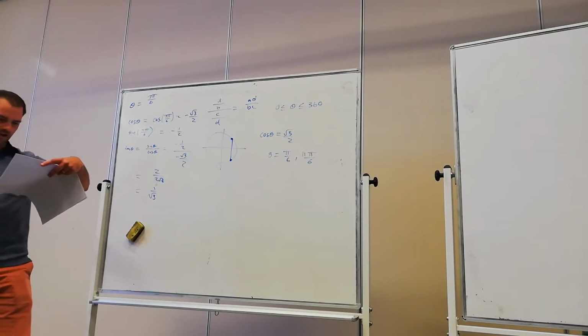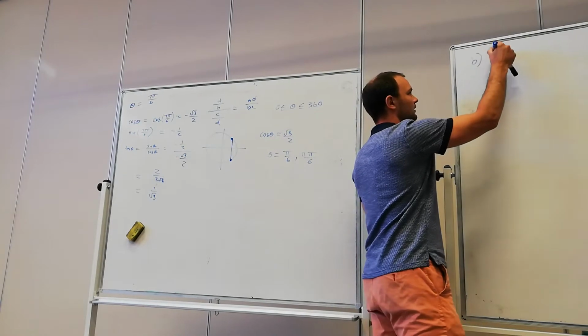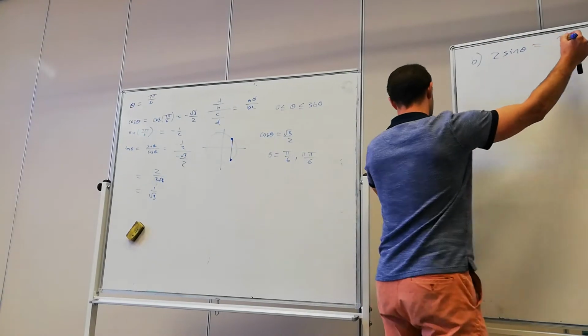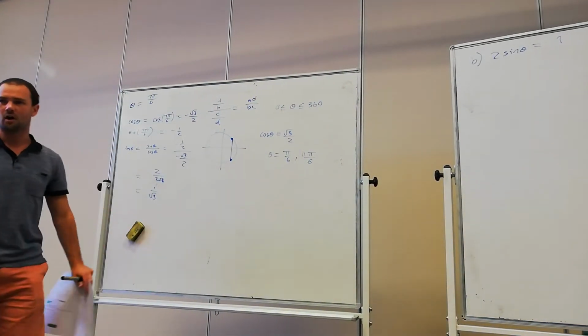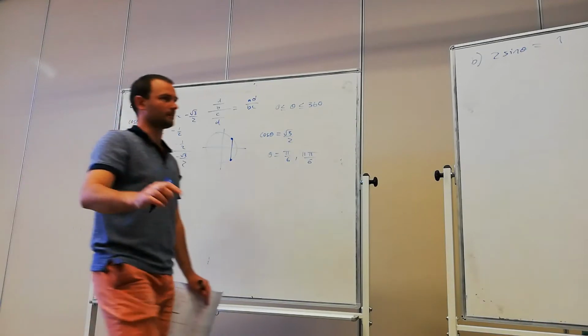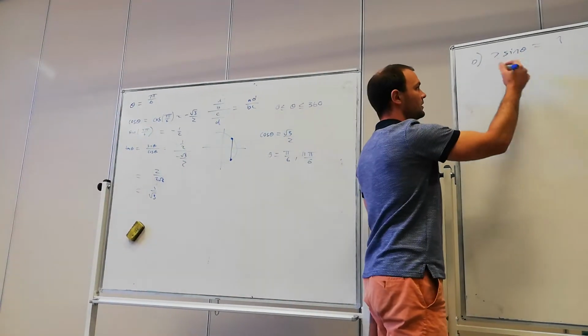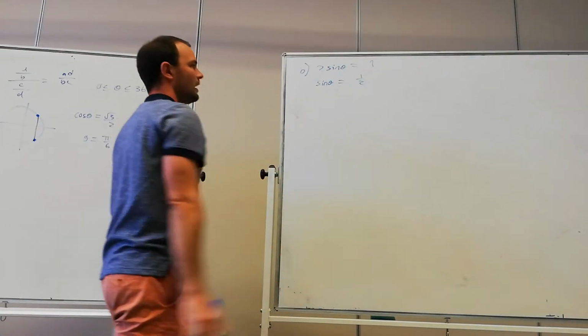Okay, moving on. We've got part B, 2 sine theta equals 1. Here we need to do a little bit of working out. First we need to isolate sine theta by itself. This is our variable, so this is what we're trying to find. So we're going to divide both sides by 2, we get sine theta is half.